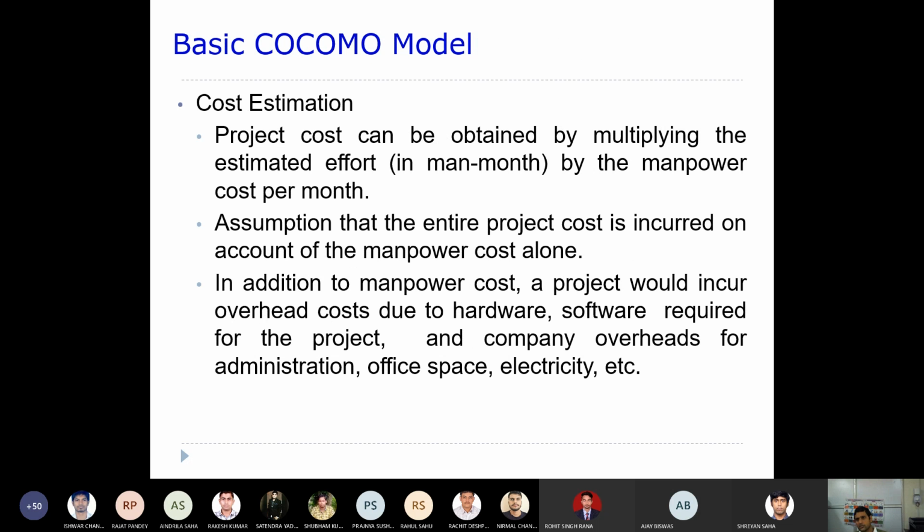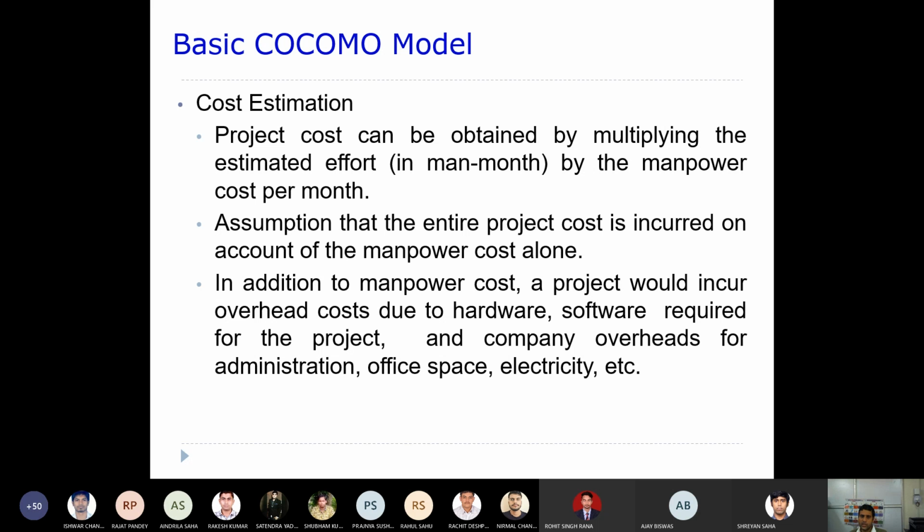So here is the basic component, which is exactly helping us to estimate the cost. Okay, now how can you calculate the cost?